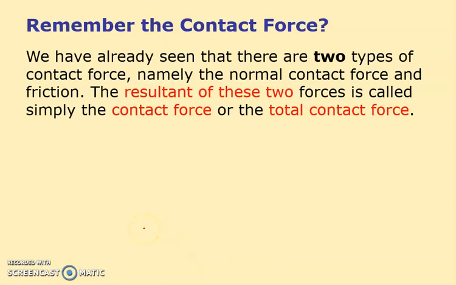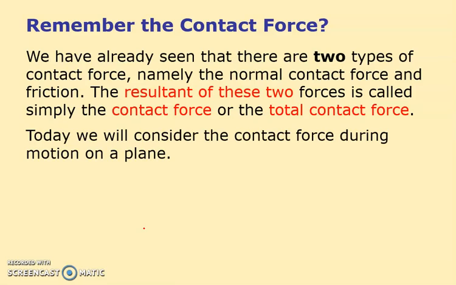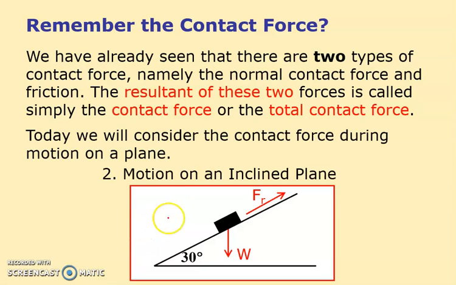We've got, I think, a bit more to do on this. Now, remember the contact force. We've started thinking about the contact force already. We've already seen that there are two types of contact force. The resultant of this is called simply the contact force or the total contact force. In other words, if I draw a picture, there's my friction, there's my weight, my R, sorry, and these two combined, this is what we were seeing last time.